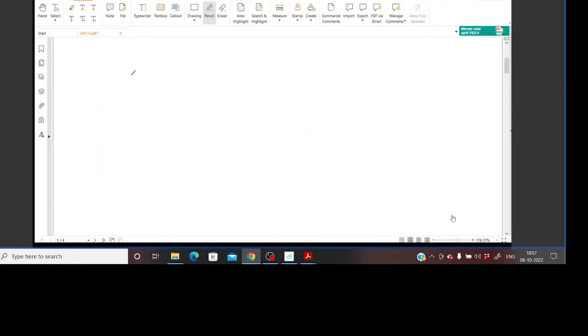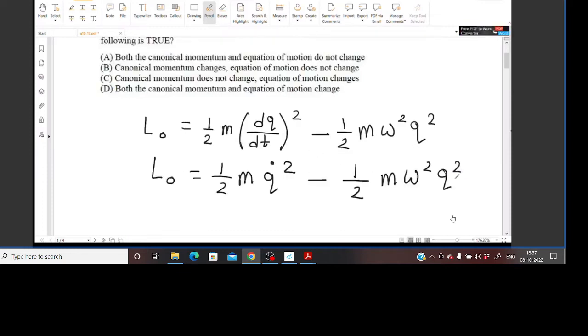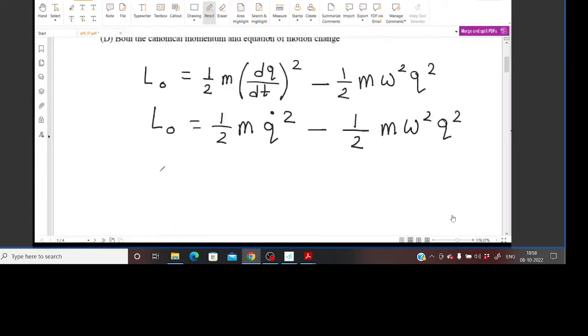First consider that the Lagrangian L0 equal to half m into q dot square minus half m omega square q square, where q dot is equal to dq/dt. Now let's find out the canonical momentum. The canonical momentum P naught is equal to del L0 by del q dot, which is equal to m q dot.